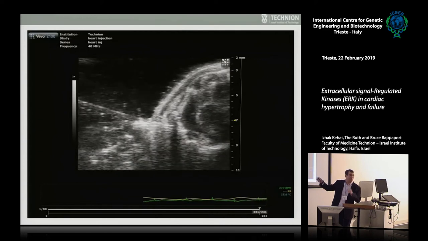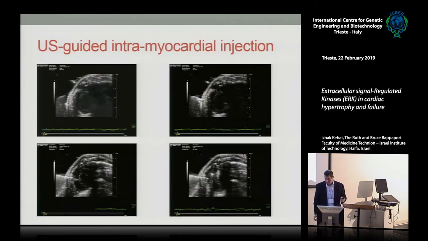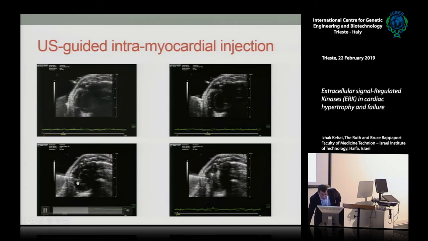We can see it moving with each contraction. That's also a good sign that you are inside. Just to show you a few more. So this is before. This is the edge of the needle. You can see it here. This is where we look for a place between the ribs. And here the needle is in the right position.